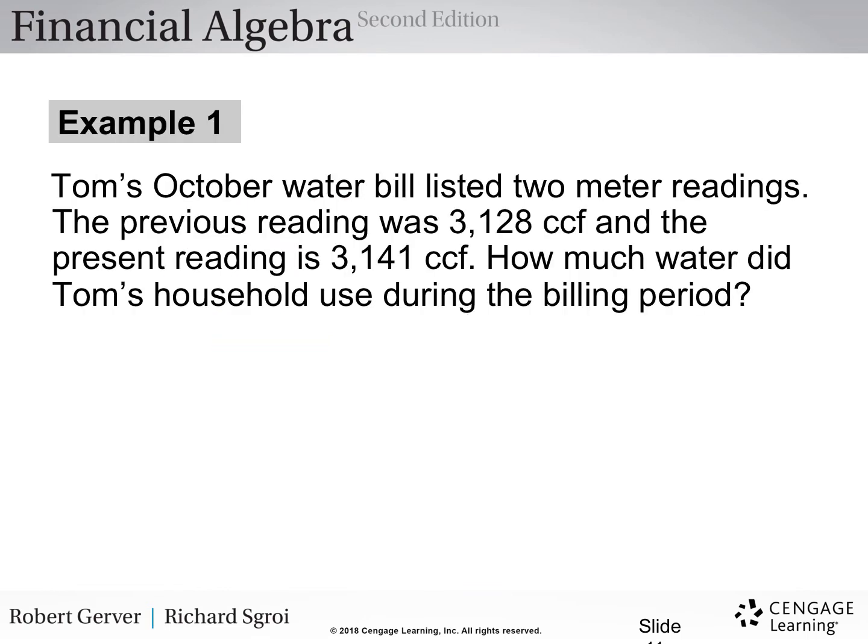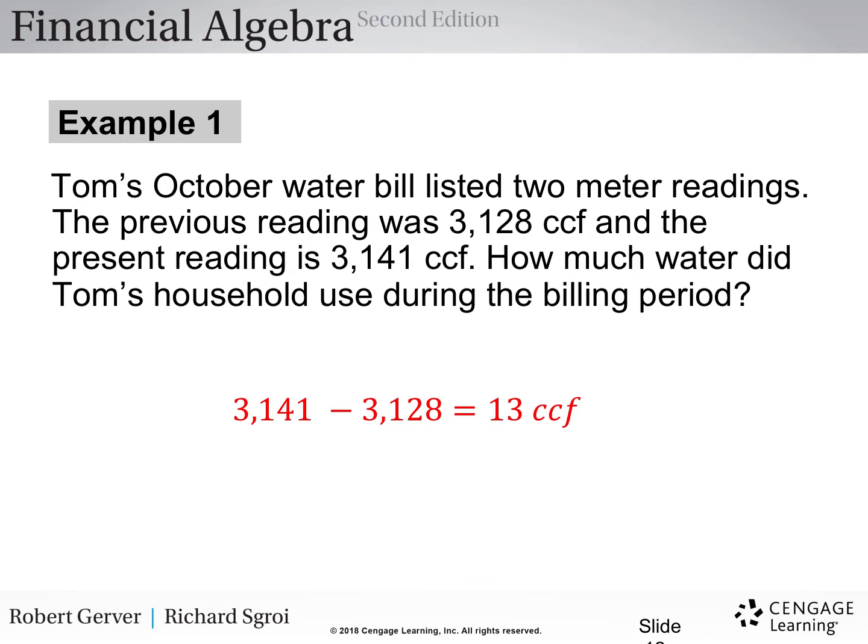So let's look at some examples. First of all, Tom's October water bill listed 2 meter readings. The previous reading was 3,128 CCF, okay? And the present reading is 3,141 CCF. How much water did Tom's household use during the billing period?